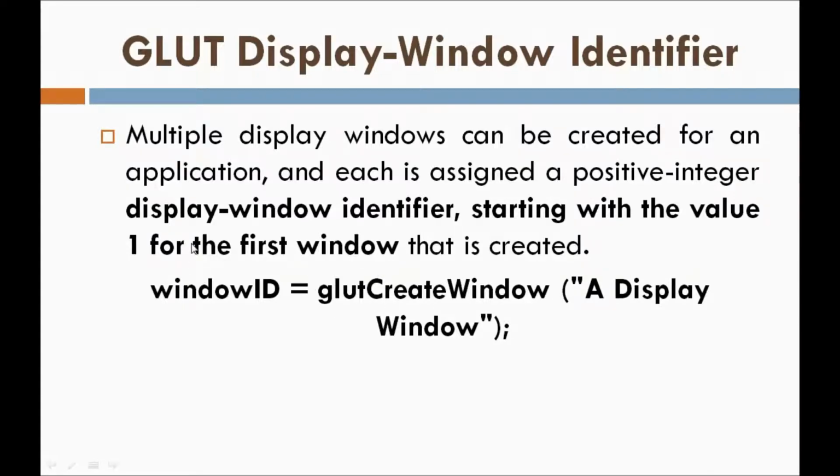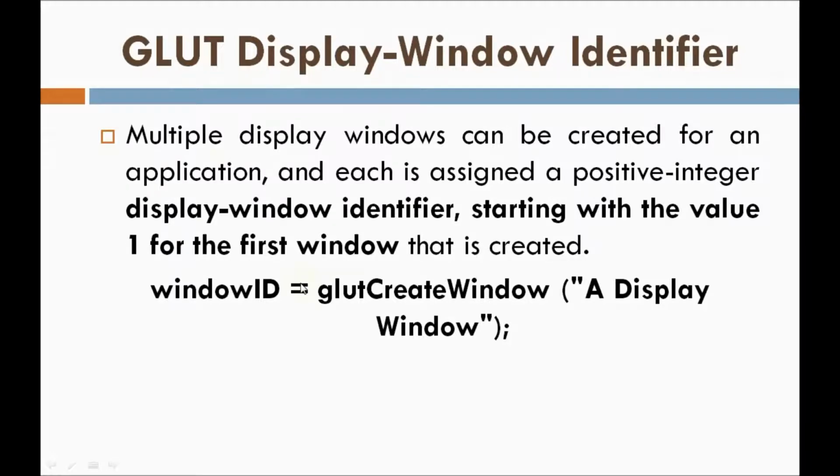This command is used to identify the different windows. Suppose you have 3 windows: the first window will have id 1, the second window will have id 2, and the third window will have id 3. If you want to identify the first window, you give window id 1; for the second window, id 2; for the third window, id 3. So when multiple display windows are there, you can use this command to identify the particular window.